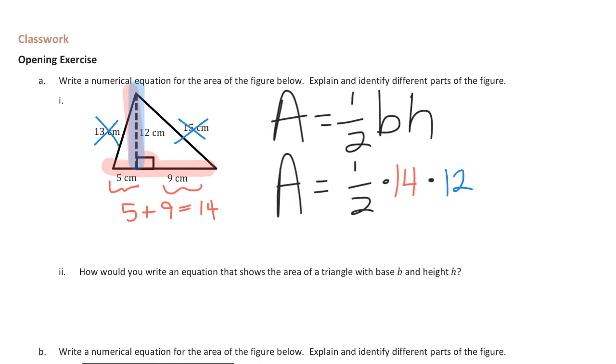Then I multiply those together. So you take your calculator, 1/2 times 14 times 12, and our area equals 84 centimeters squared.